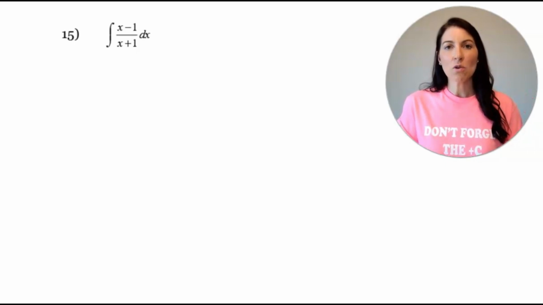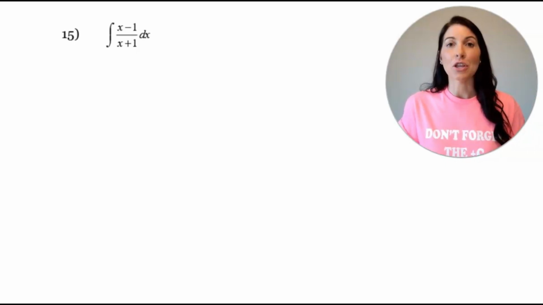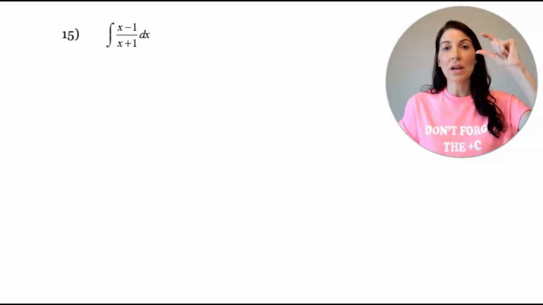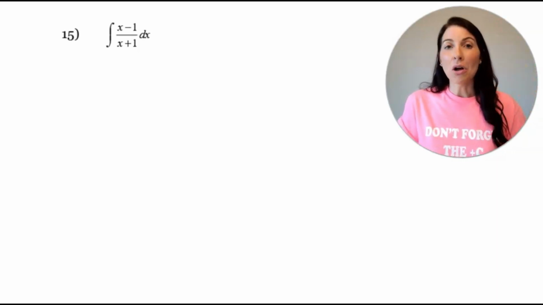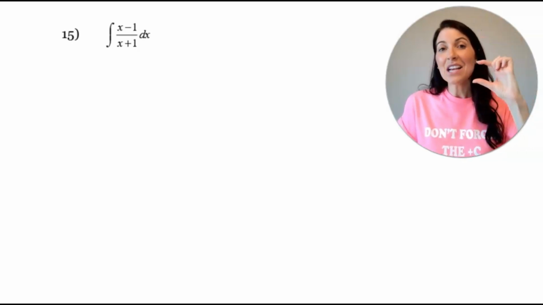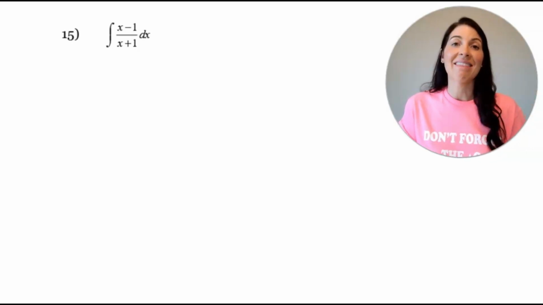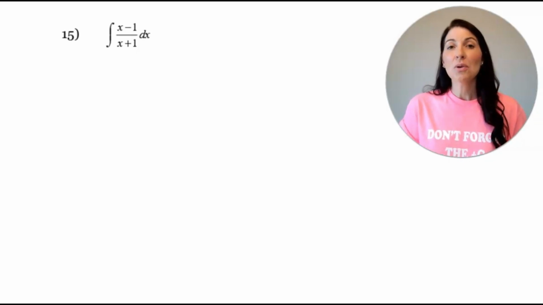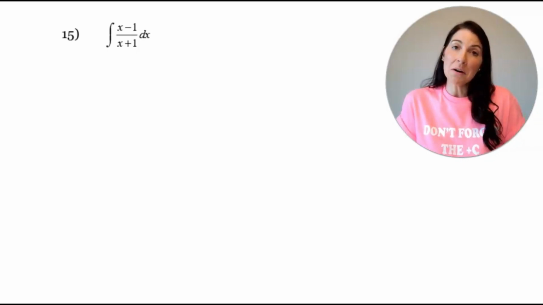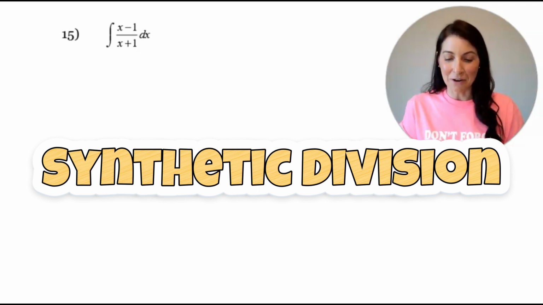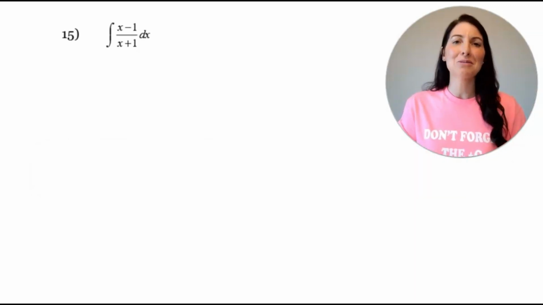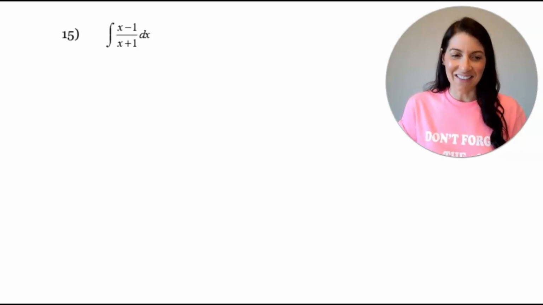So on the previous question, we used long division, and I use long division whenever the degree in the numerator is higher than the degree in the denominator, but I also use division when the degree in the numerator is equal to the degree in the denominator, and that's what we have here. So you can use long division again, or you could use synthetic division on this one since the denominator is a linear factor. So you know what? Let's use synthetic division on this one.